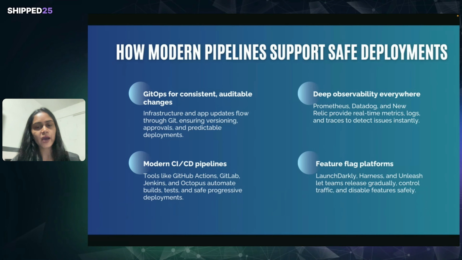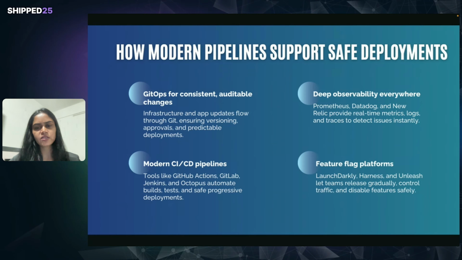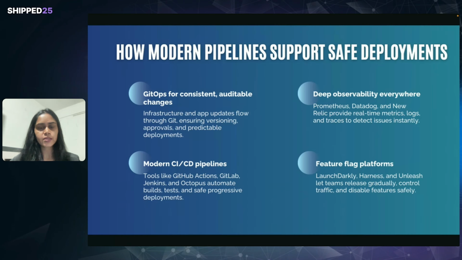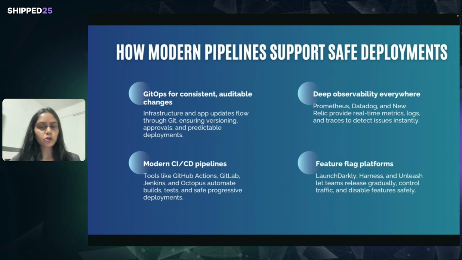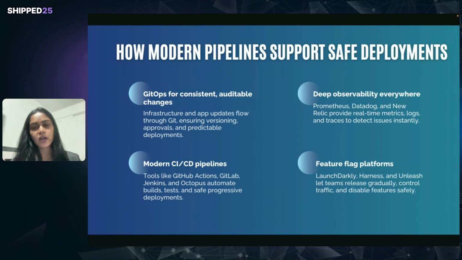Next we have CI/CD. We have multiple tools in the market for CI/CD, like GitHub Actions, Jenkins, GitLab CI, and Octopus, which automate the build, test, and rollout workflows. But automation itself is not going to be enough, of course. You also need to observe things as well. That is the observability part.